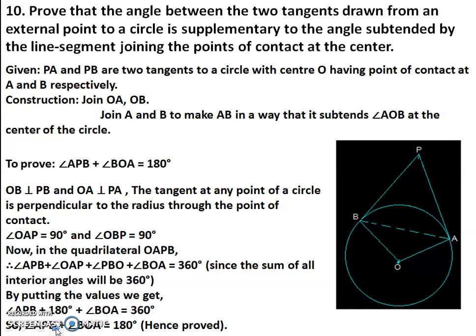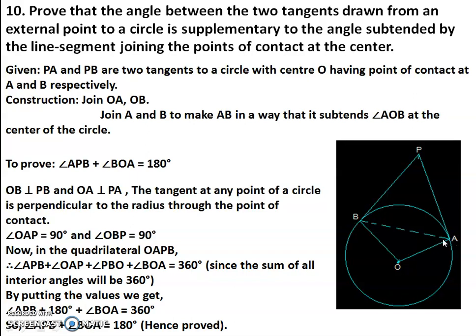Next question. Prove that the angle between the two tangents drawn from an external point to a circle is supplementary to the angle subtended by the line segment joining the points of contact at the center. Students, let me describe the question. You have an external point P. Two tangents are drawn from P to the circle, named PA and PB. O is the center of the circle. If you join OB and OA, they are the radii of the circle.